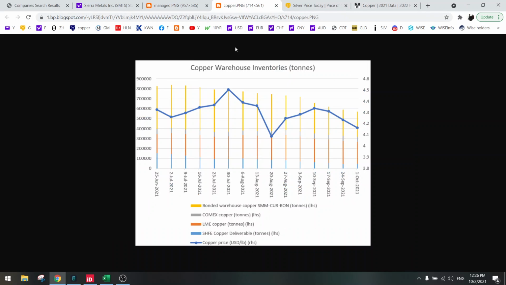The same for copper. You can see that the copper warehouse inventories are declining. So there's a lot of shortages on the copper side. So I expect that copper will go up in the future.